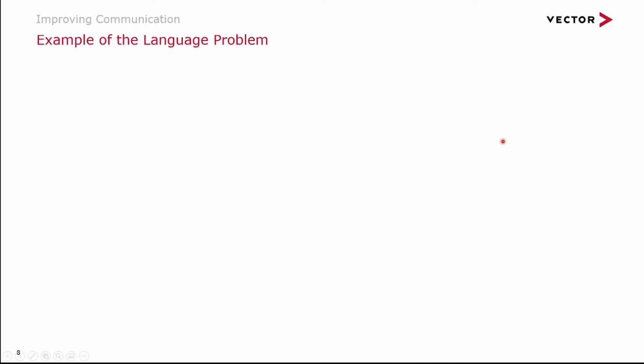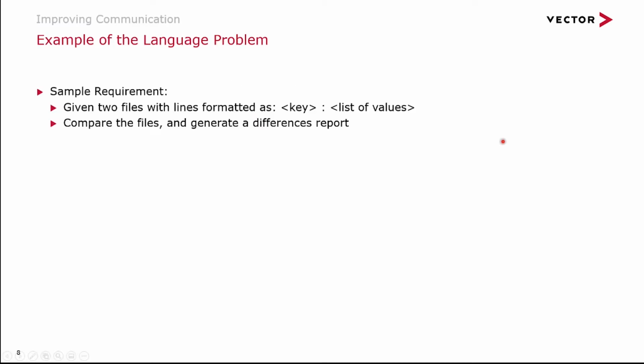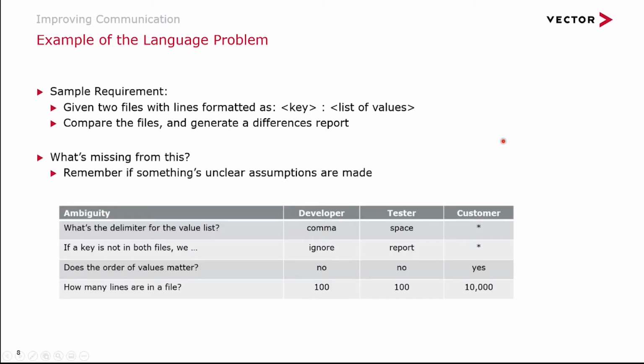So now let's have a small example of the language problem. Here's a sample requirement. Given two files with lines formatted as key, list of values, compare the files and generate a differences report. So it seems pretty simple, but what's missing? What's missing is, what's the delimiter? I might think of lists as being space separated. You might think of lists as being comma separated. So probably the developer and tester will each think of their favorite list delimiter and assume that makes sense.